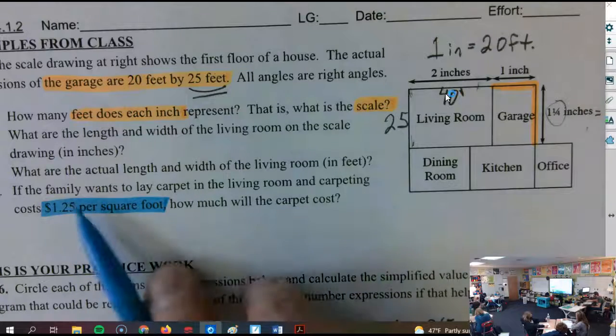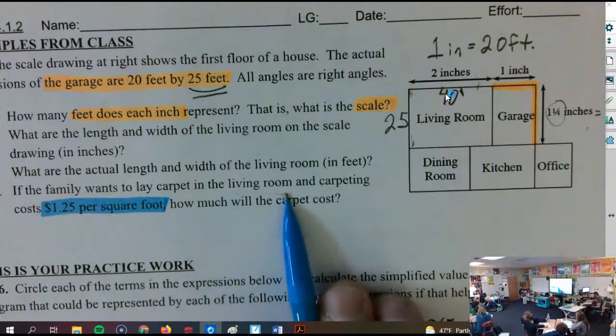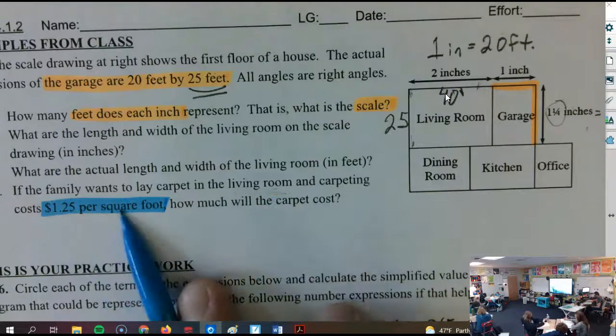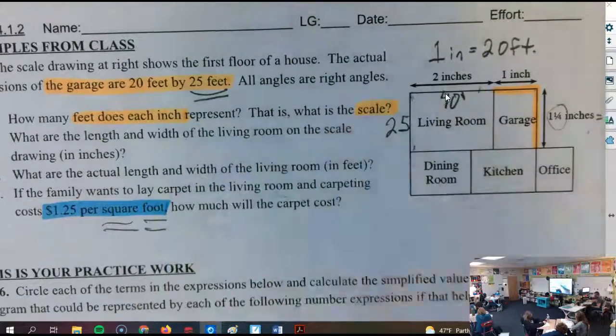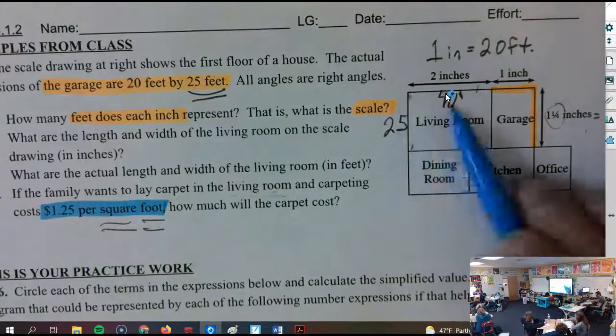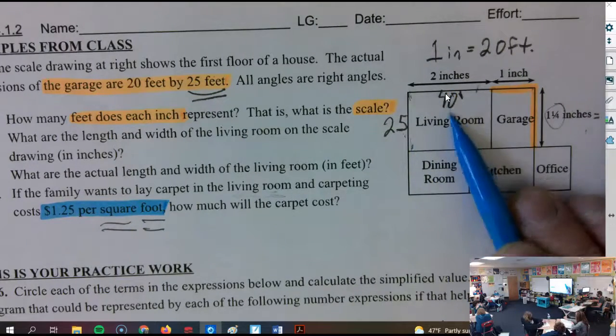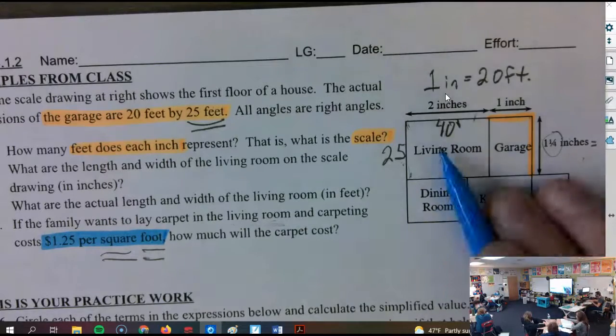So the family wants to lay carpet in the living room. It's $1.25 per square foot. How do we figure out the square footage? Multiply length times width. So the first thing we're going to do here is the 25 times the 40.